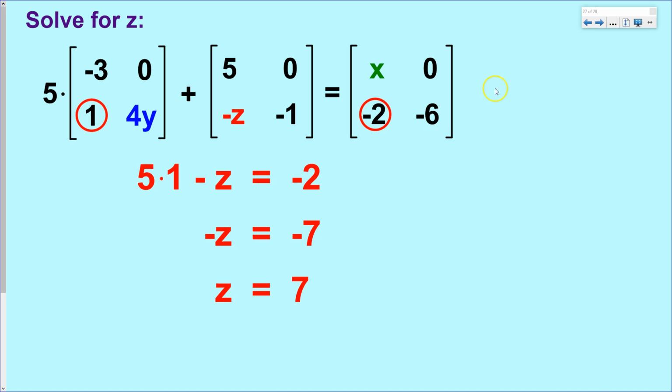If you do that correctly, you're looking at the bottom left numbers the whole way. You're taking 5 times 1 minus z is equal to -2. Subtract 5 from both sides, multiply through by -1, and you'll arrive at your answer of +7.